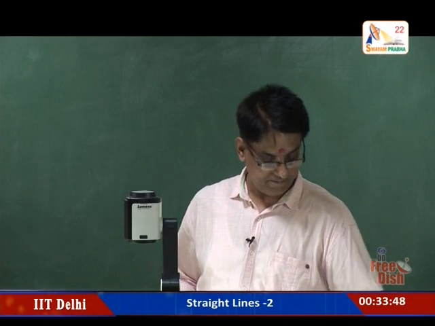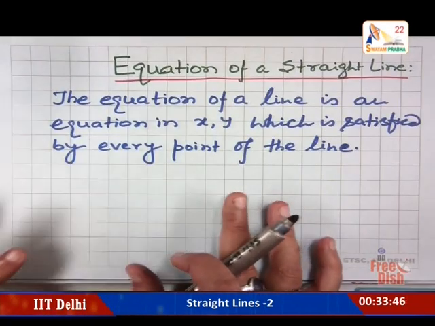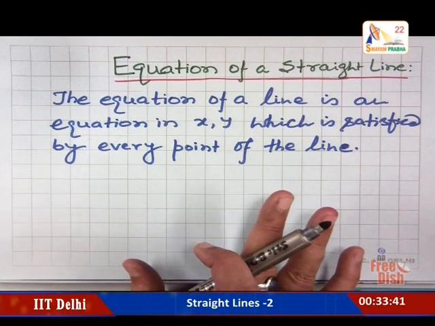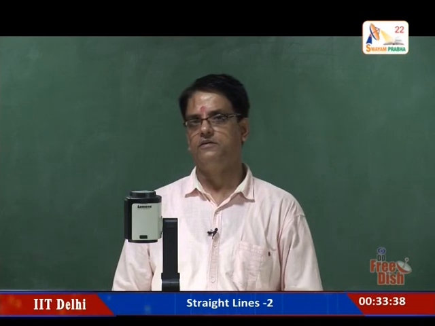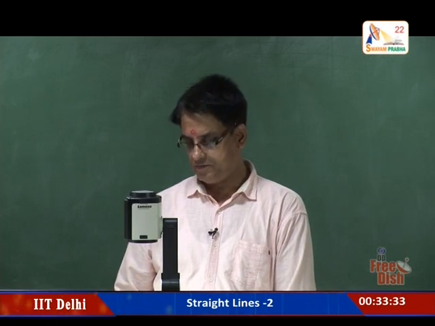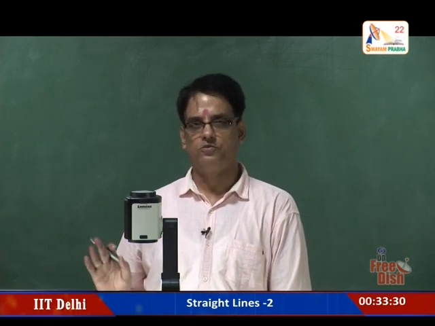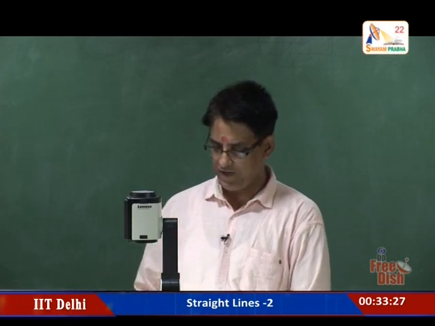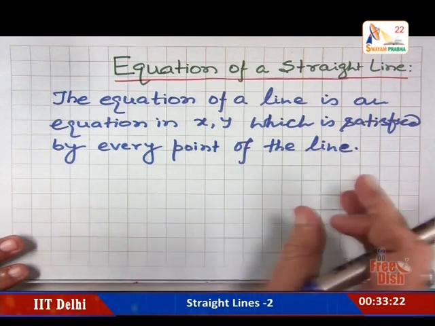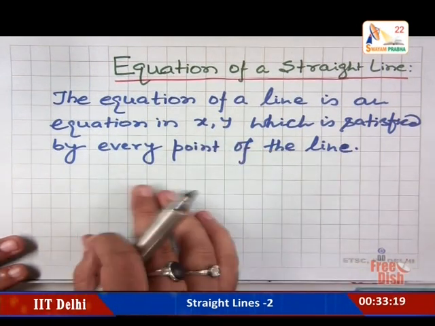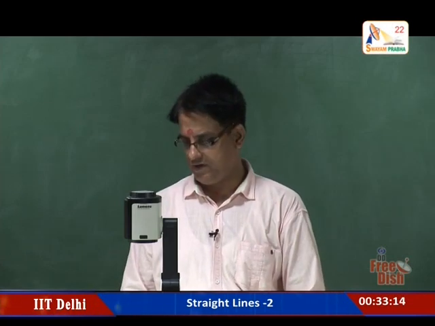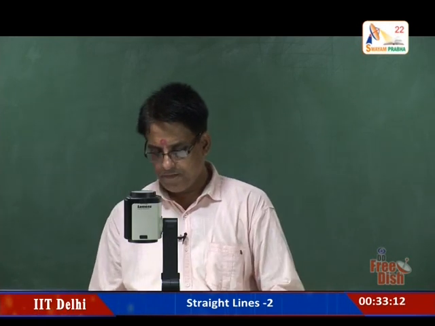Now, equation of a straight line. Before we start with the equation of a straight line, we must have an idea about the slope of a line. We have already discussed the slope of a line passing through 2 points and what the slope of a line is. Now, the equation of a line is an equation in x and y which is satisfied by every point of the line. This is a simple definition of the equation of a straight line.